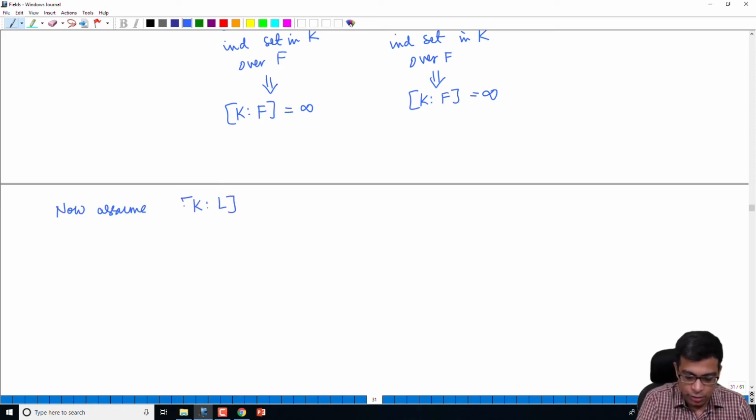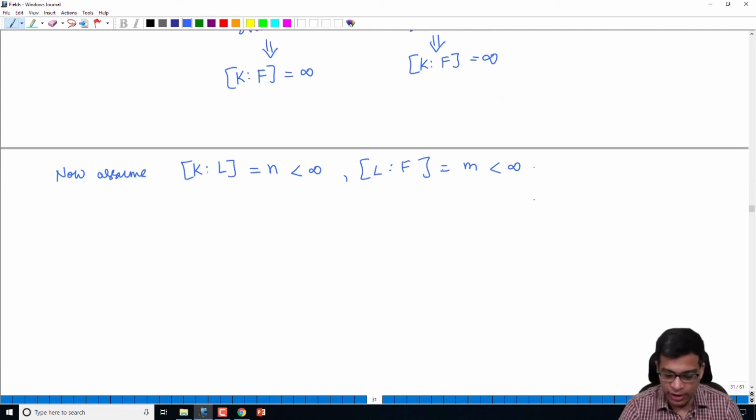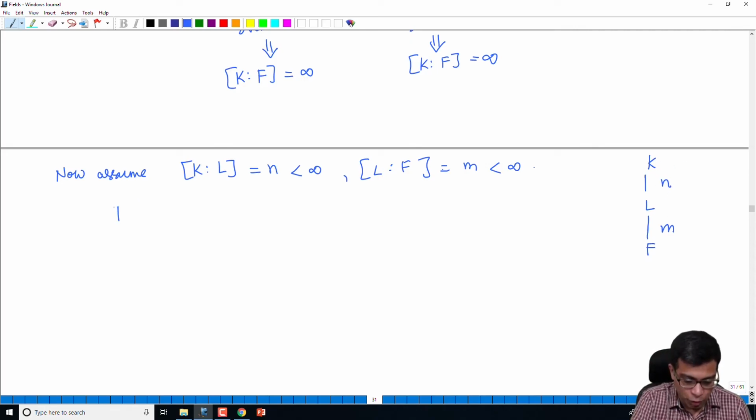Now assume that both K colon L and L colon F are finite, and let's call them n and m respectively. So you have K colon L is n, so you have K, L, F. Usually the degrees are denoted by just writing the number next to the vertical bar which represents the field extension. So this is n and this is m. So we want to prove K colon F is mn.